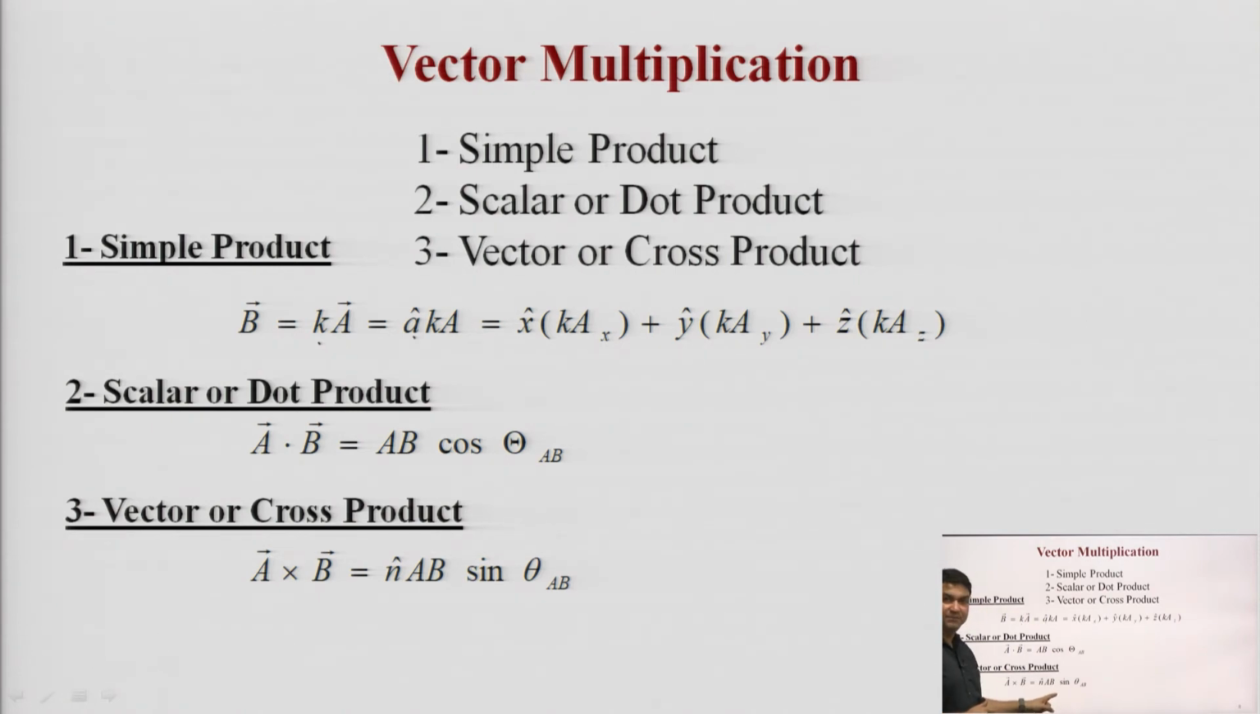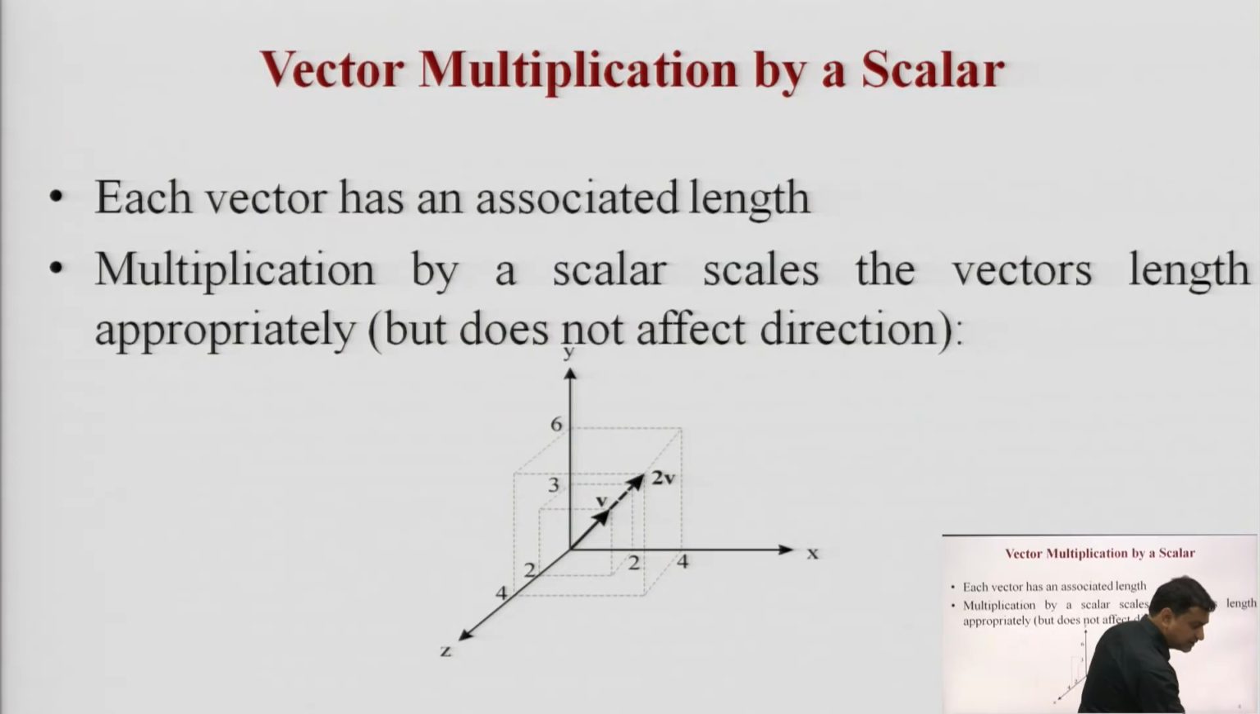It means the multiplication of two vectors in the form of a vector product provides a vector quantity, and the magnitude of this vector quantity is represented as AB sin theta, and the direction is given by this unit vector n. What will be the direction of this unit vector n? It is discussed in the next slides.